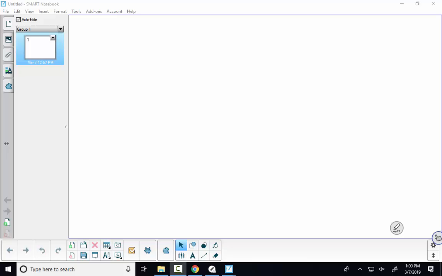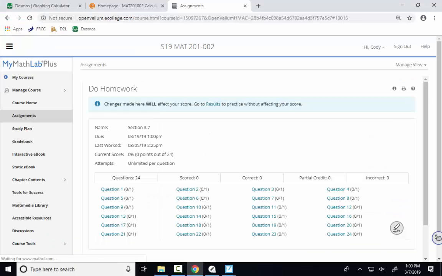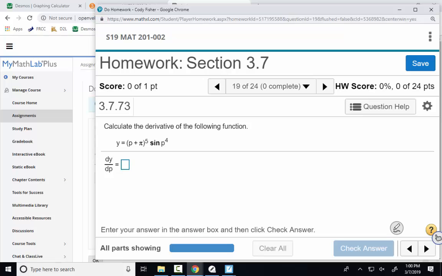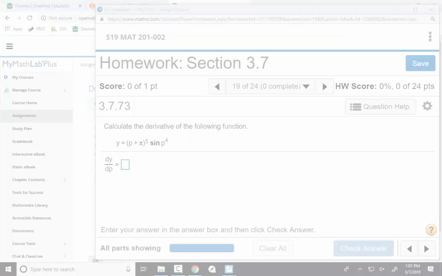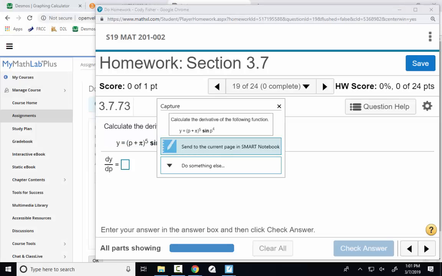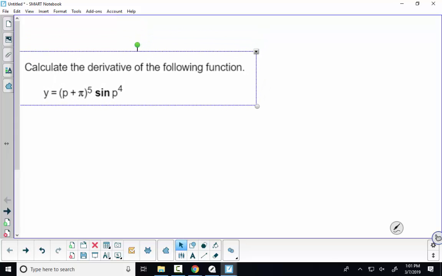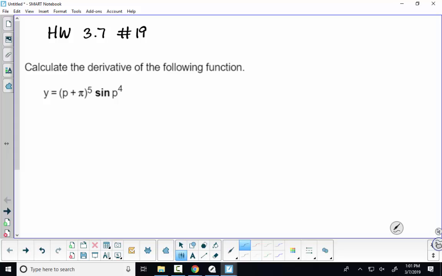Does anyone have any homework questions? Yeah. Number 19 on 3.7. Okay, so calculate the derivative of the following function.